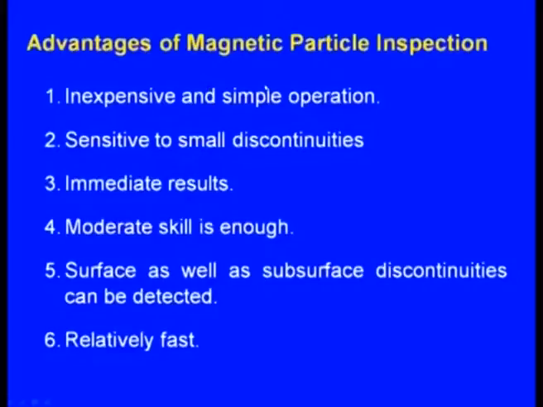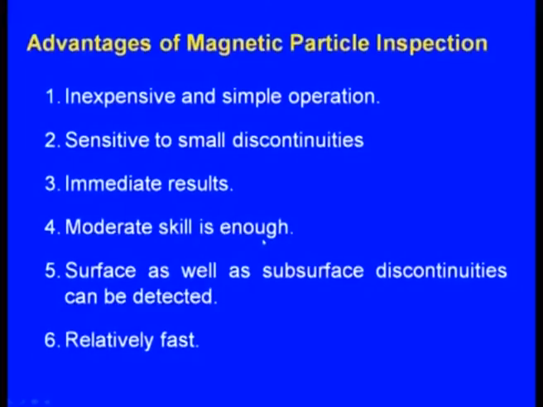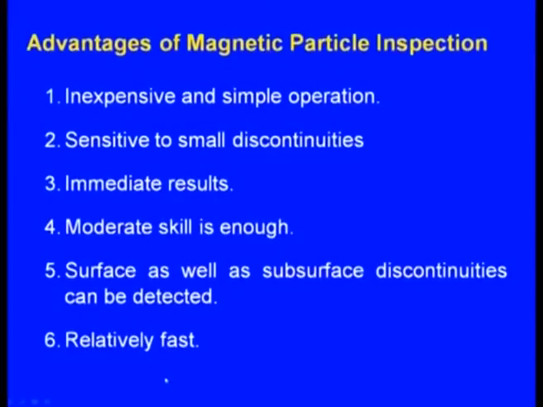Now, these are the advantages of magnetic particle inspection: inexpensive and simple operation, sensitive to small discontinuities, immediate results, moderate skill is enough, not as in the case of X-ray or radiography. Next one, surface as well as subsurface discontinuities can be detected. If the discontinuities are on the surface or even internally, they can be detected using magnetic particle inspection. Next one, relatively fast.